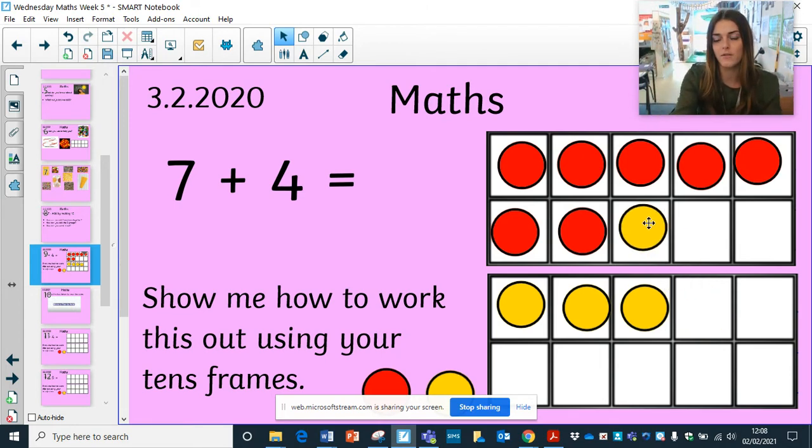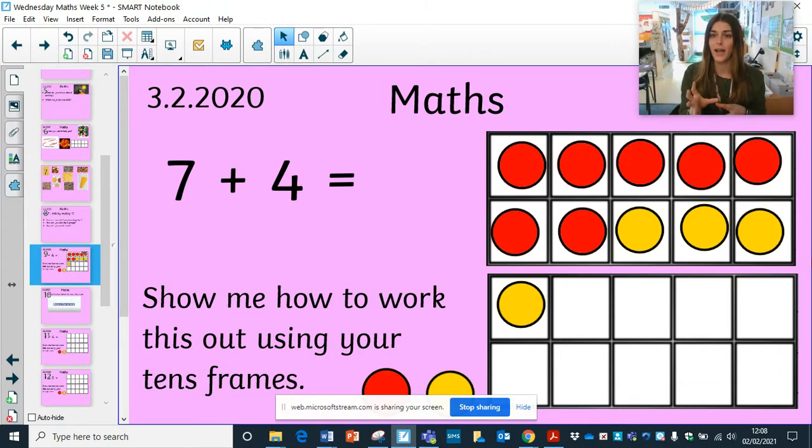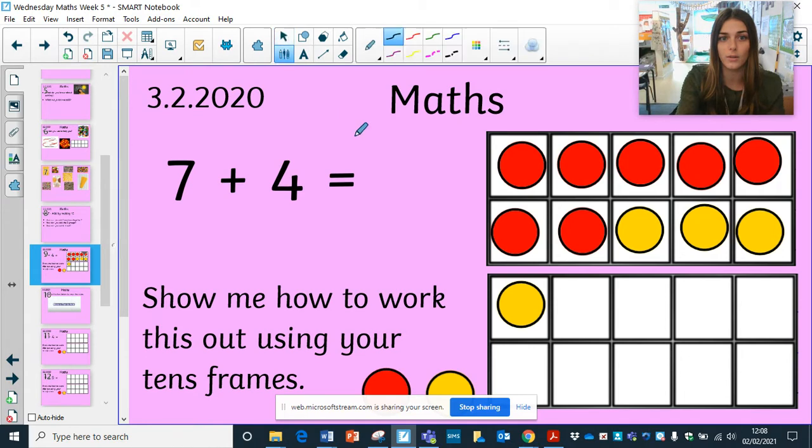So I'm just going to move them. I've not changed the number, I've just moved it around so it's easier to see and easier to count. Now I can see that I've got 10 at the top and I need to count on one more. So 10, 11. That gives me the number 11. So 7 add 4 is 11. And then you can write your number 11 in there.